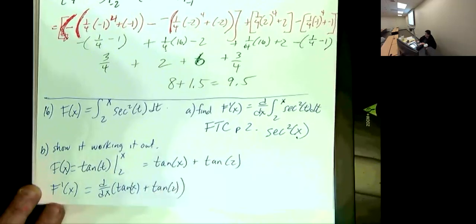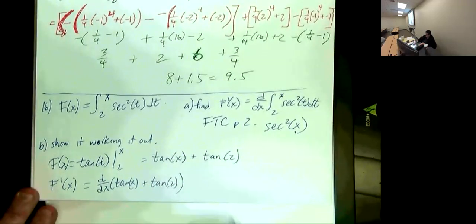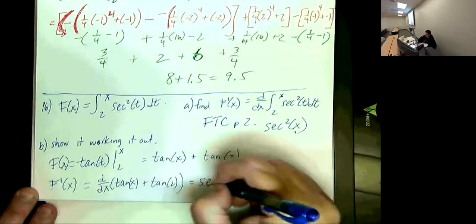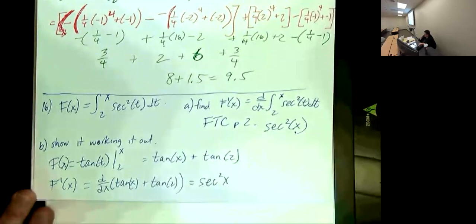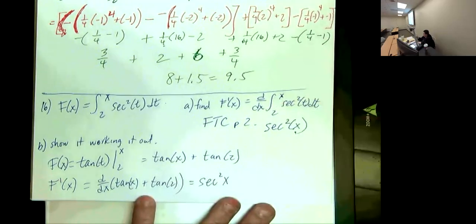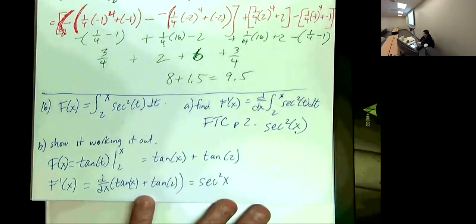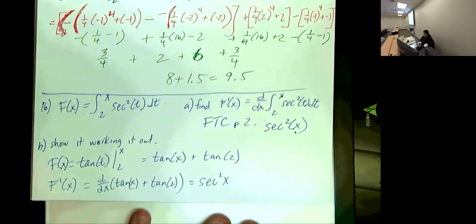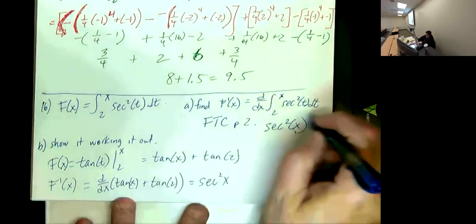And tangent 2 is a constant, so the derivative of a constant goes away. The derivative of a tangent is secant squared. And this is why we don't have the constant here. At least one student I know of, skimming through it, tried to add a constant to the fundamental theorem of calculus for this part, and it doesn't have it. So we got secant squared x either way.